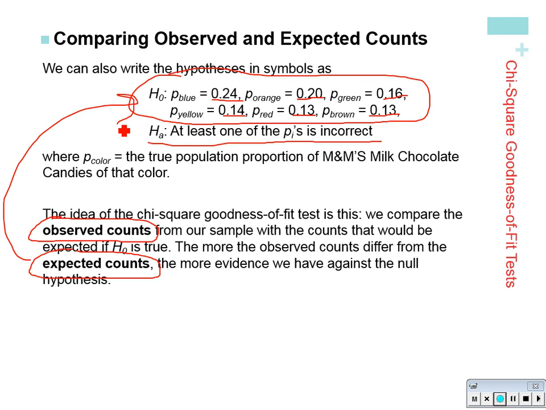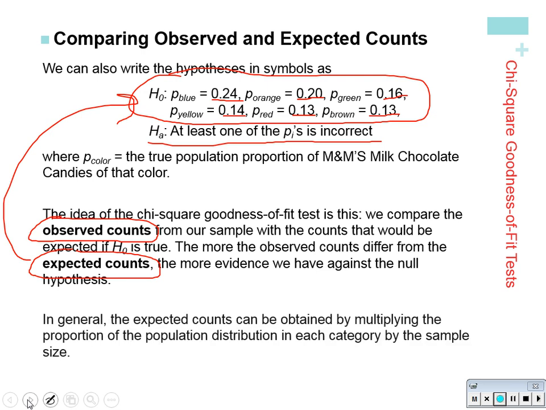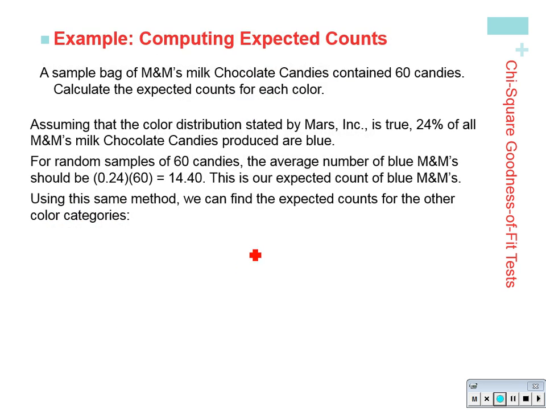And are any of those values, collectively, drastically different than what we would expect? So if you think about the random sample of 60 candies in the bag, if we're talking about 24% of them being blue, then we would expect somewhere around 14.4 of those candies to be blue. Now in this case that didn't happen.